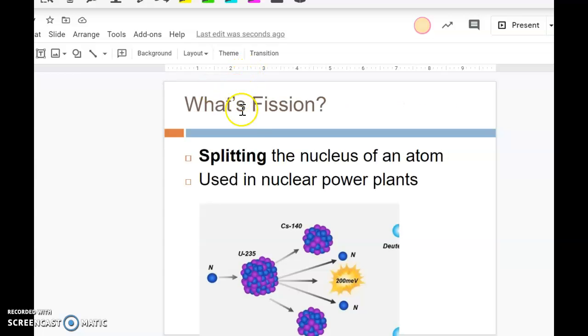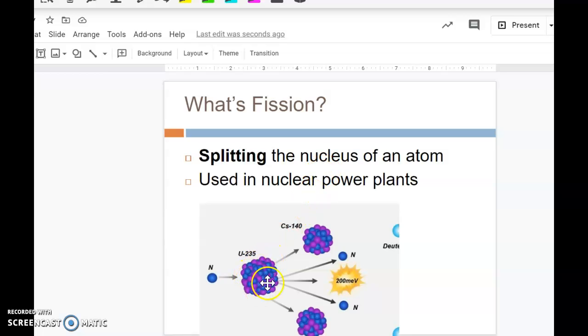So fission means splitting. And if you think about it, here's an S and an S. If you have scissors, it splits. If you're going to cut paper, it splits the paper. So here, fission is splitting the nucleus of an atom. Now, nuke means center. And if nuke means center, we're talking about the center of the atom.